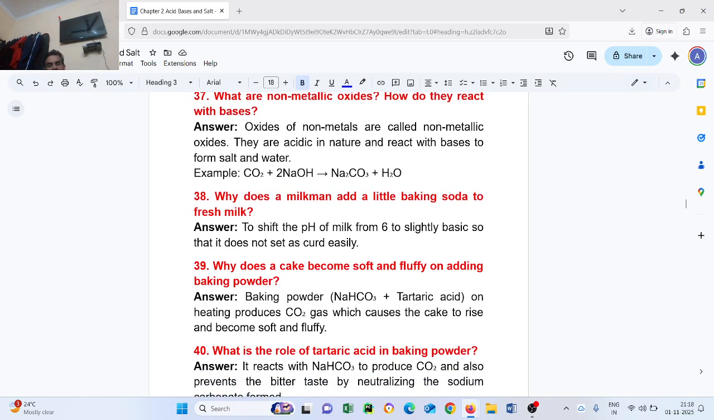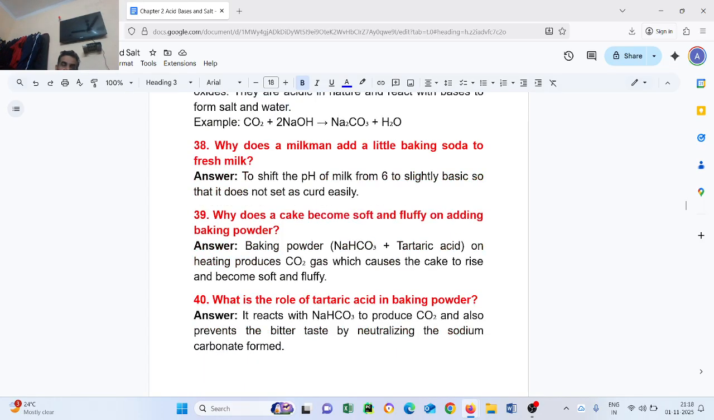Question number 39. Why does a cake become soft and fluffy on adding baking powder? Baking powder is sodium hydrogen carbonate plus tartaric acid. On heating, it produces carbon dioxide gas which causes the cake to rise and become soft and fluffy.